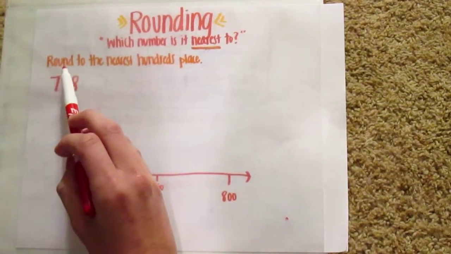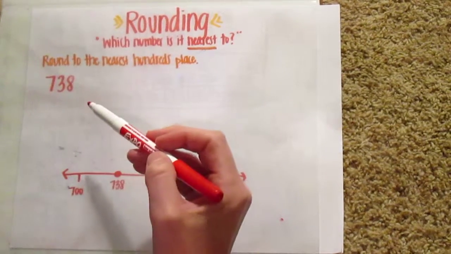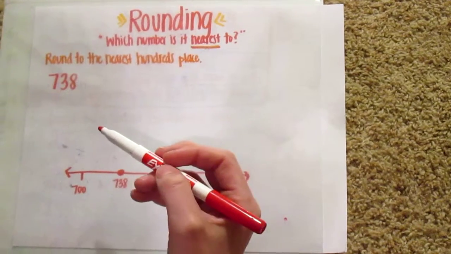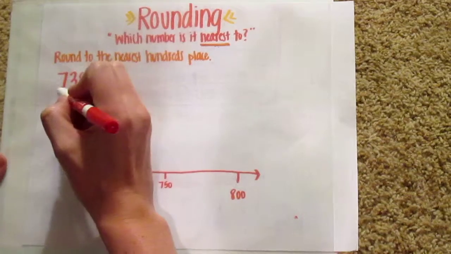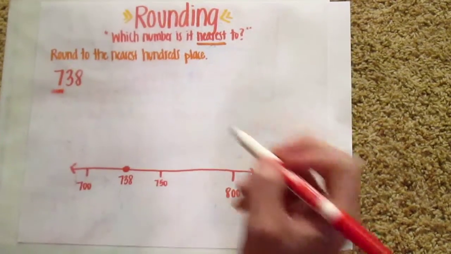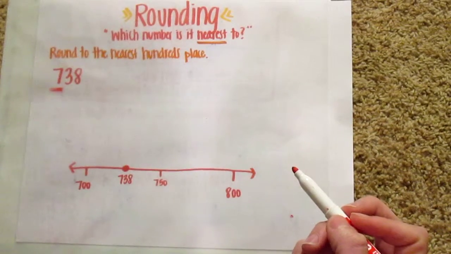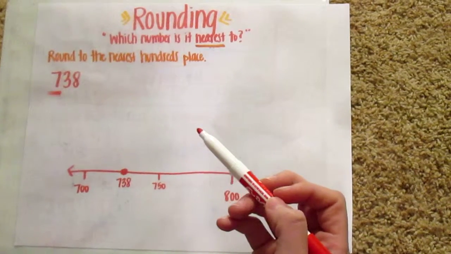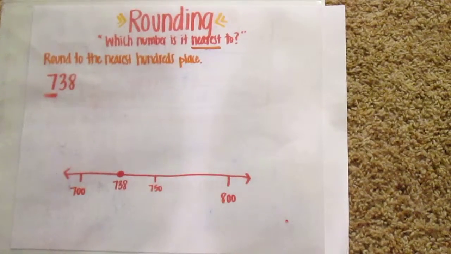The first example says, round to the nearest hundredths place, and gives us the number 738. I'm going to go ahead and underline the place value I'm looking at, which in this case, the hundredths place, is the 7. Referring back to our rounding question, since the place value we're looking at is in the hundredths place, we then ask ourselves, is this number closer to 700 or 800?